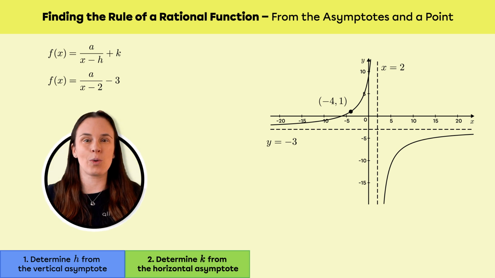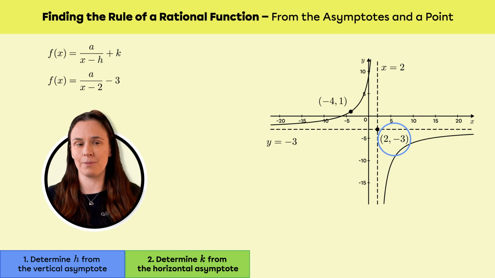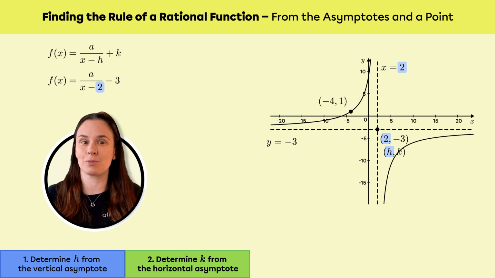If we didn't have the equations of the asymptotes, but knew their intersection point instead, the first two steps could have been done at the same time. This is because the x-coordinate of the intersection point of the asymptotes is parameter h, and its y-coordinate is k.